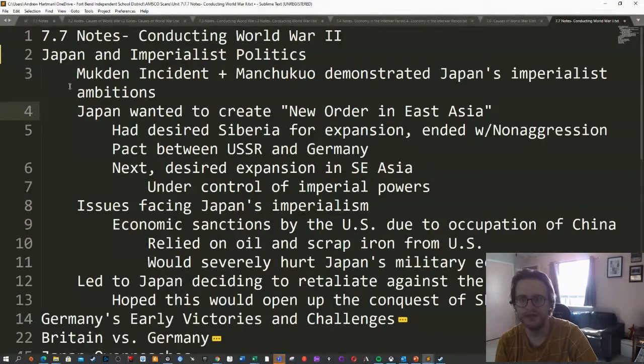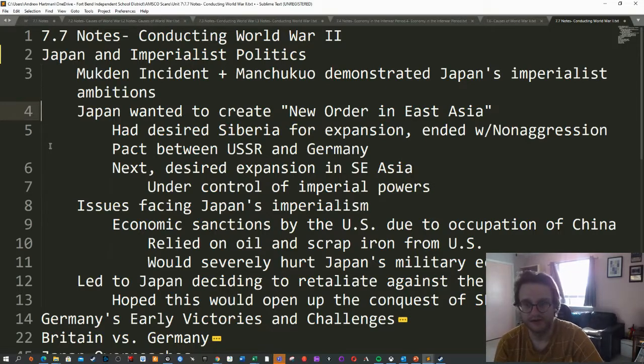All right. So we've talked previously, or you've read previously, about the Mukden incident and the Manchukuo state, the puppet state set up in Manchuria. This shows that Japan is pretty set on getting their own empire going. In fact, they wanted to create what they called the New Order in East Asia, basically an East Asian and Southeast Asian empire for Japan.